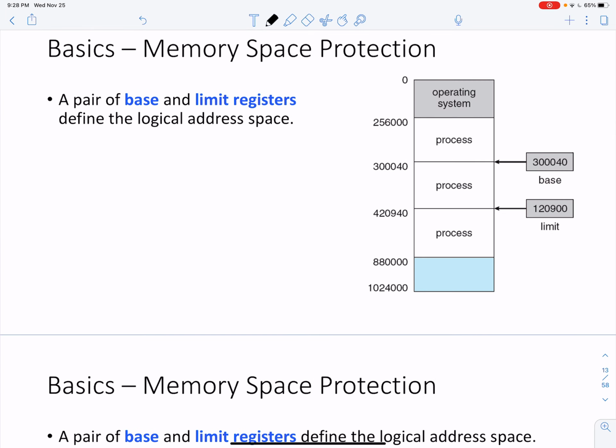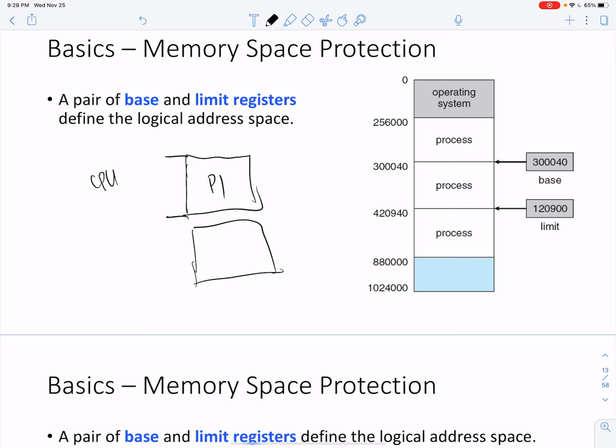So here, in order to protect the security of our computer, when the CPU is executing a process, it wants to make sure that every instruction being executed is within the space of the process. It does not step into and execute the instructions of a different process.